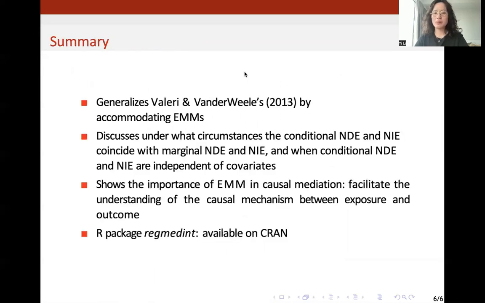To sum up, our paper generalizes VanderWeele and Vansteelandt's approach by accommodating EMM. To facilitate the adoption of EMM considerations in causal mediation analysis by the wider clinical and epidemiological research communities, we have also developed a free and open source R package called RegMedInt, which is already available on CRAN.